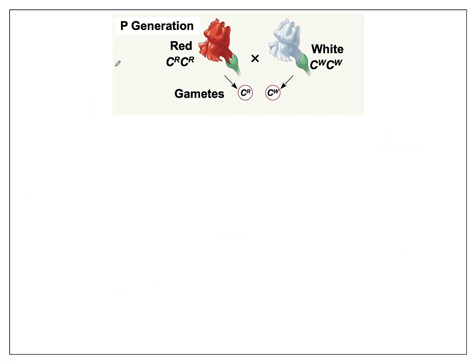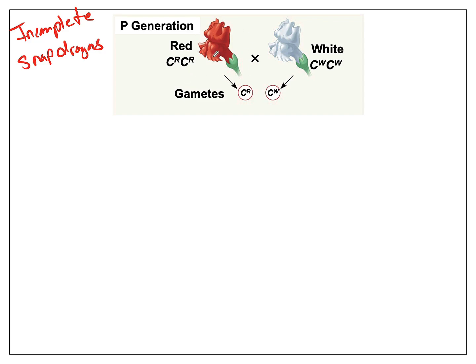So here's an example of incomplete dominance using snapdragons. So the way that we write these alleles is not always just one letter. So we write C to represent that it stands for the flower color, and then the superscript R tells me whether the allele is dominant or recessive.